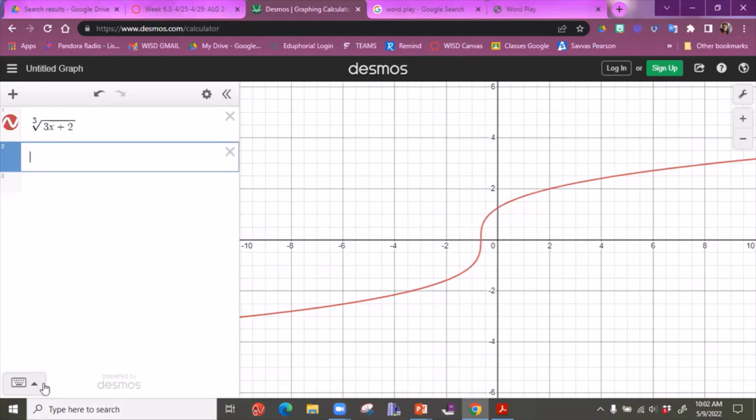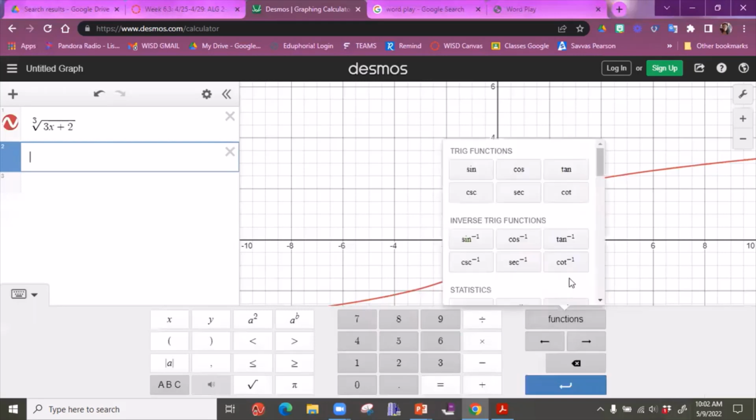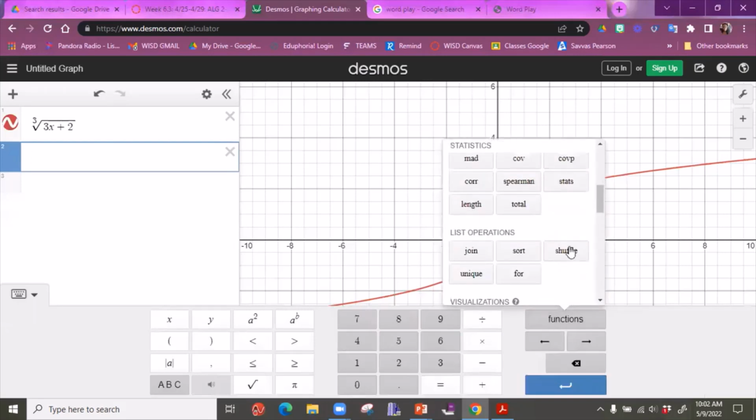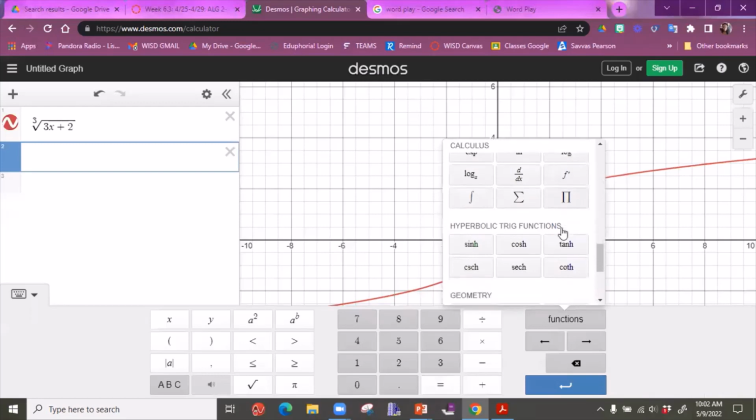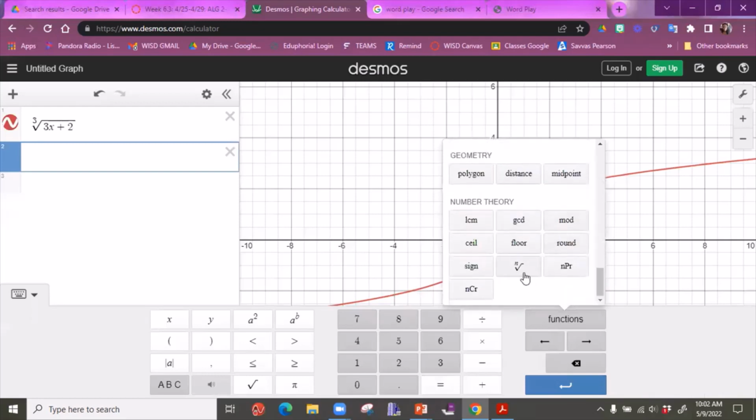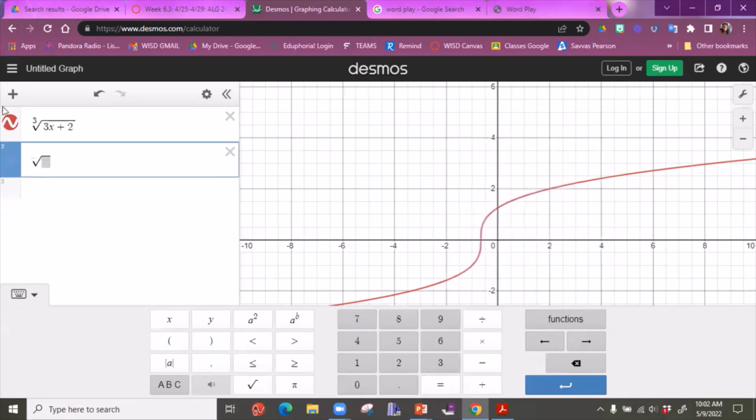You're going to click here. You got to go to functions and scroll down. And you should see at the very bottom where it has the root with the n. And that allows you to put in whatever root you need to. So again, it's function, and you got to scroll down to number theory, click there, and now that's how you input a 3. What did you do?